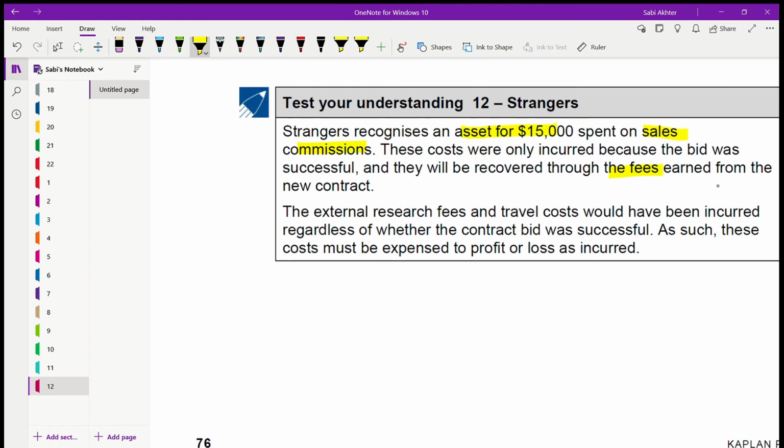So the external research fees and travel cost are not capitalized. They will anyway be there, whether the contract bid was successful or not. As such, these costs must be expensed to profit and loss as incurred. So that's it for IFRS 15.